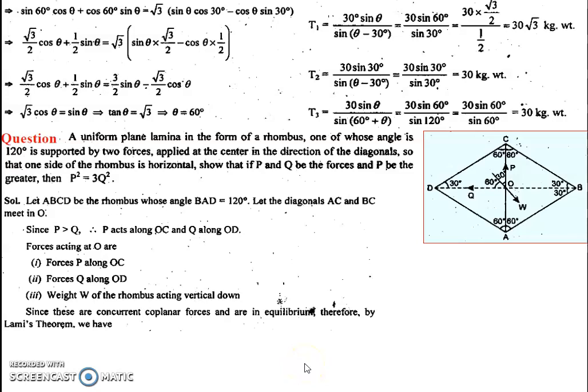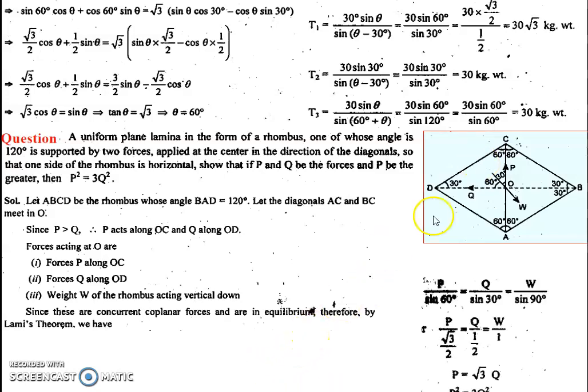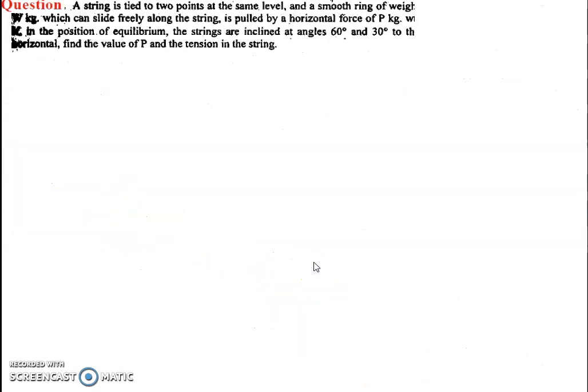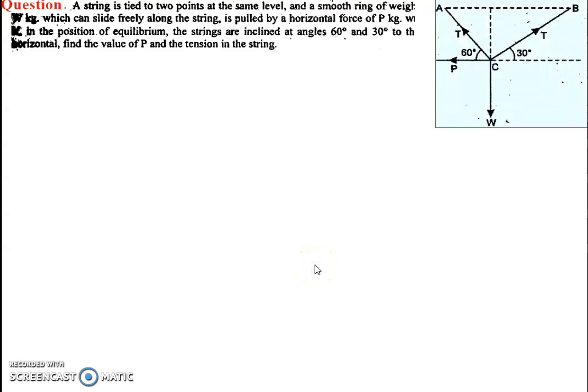Since these are concurrent coplanar forces in equilibrium, therefore by Lami's theorem we have P by sin 60, the angle between these two, then Q by sin 30 degree, and W by sin 90 degree. So when we put these values, we got P is equal to root 3 Q, and squaring both sides we got P square is equal to 3 Q square. One more question I am taking, and after that we will see how students can do it.